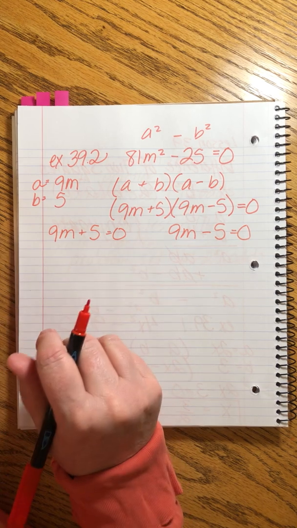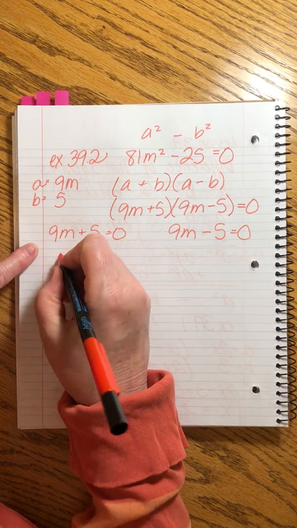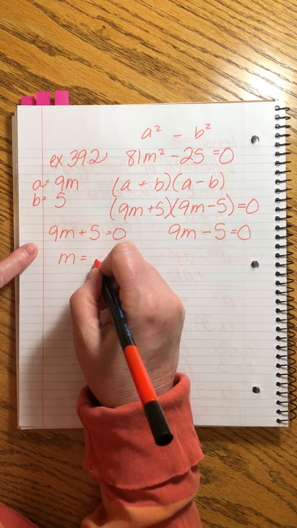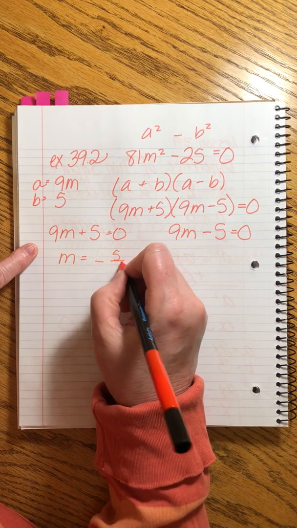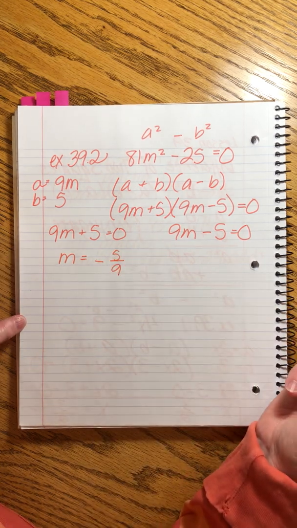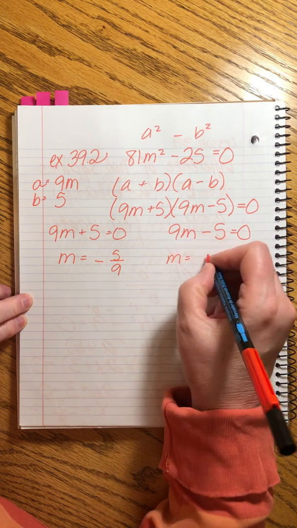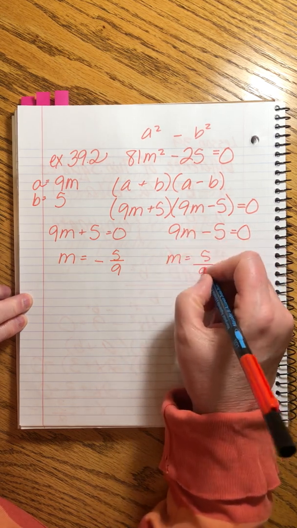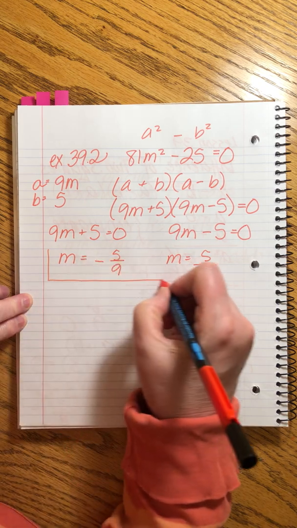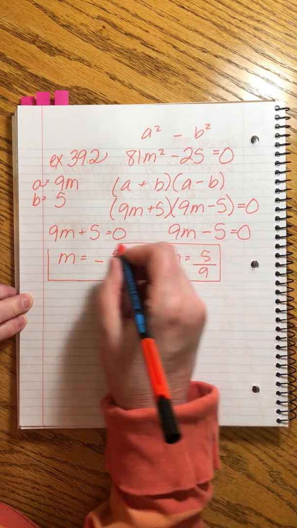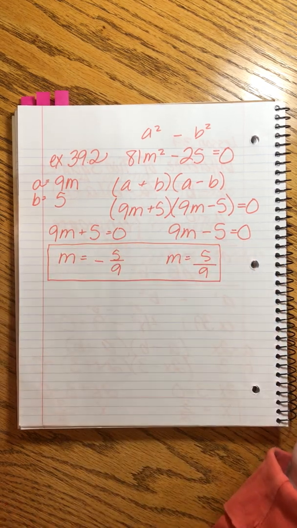And I do a quick little blast of algebra on each one, and I get m equals minus 5 over 9. And this one, I'm going to end up with a positive 5, also divided by 9. And these are my 2 answers for this difference of 2 squares problem. Isn't that cute? I think those are fun. I like difference of 2 squares.